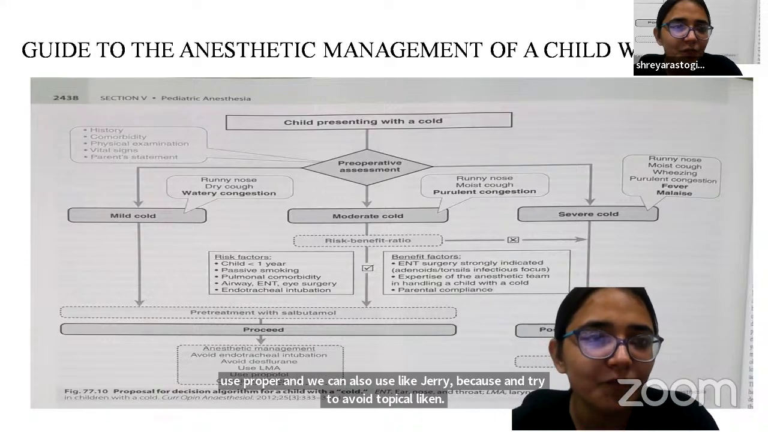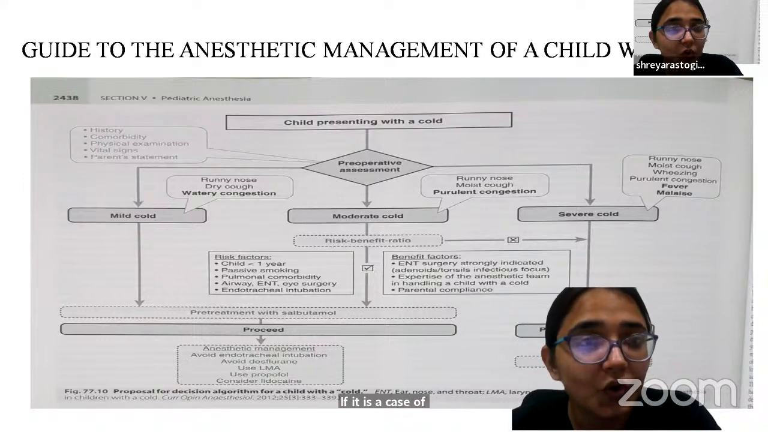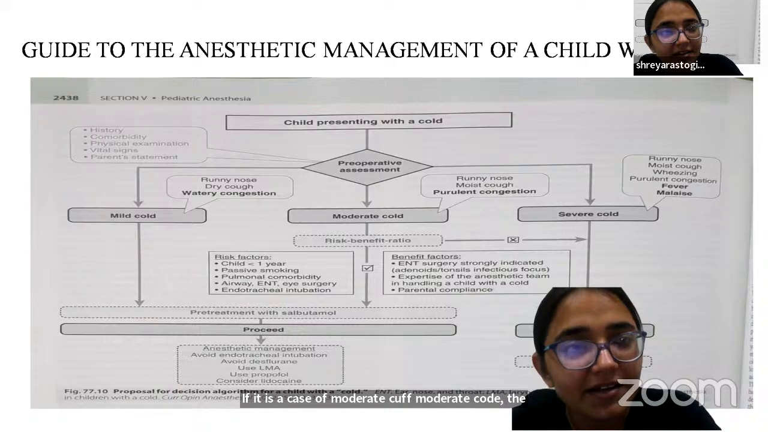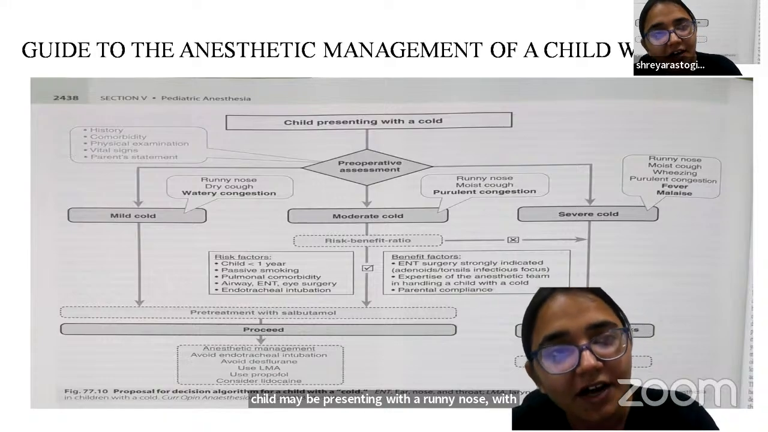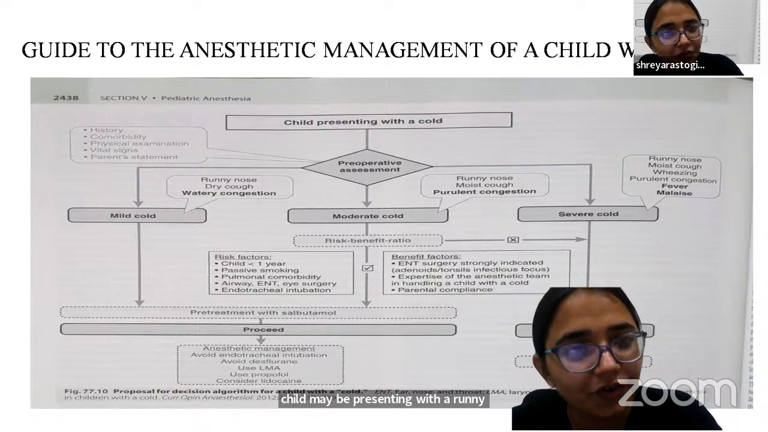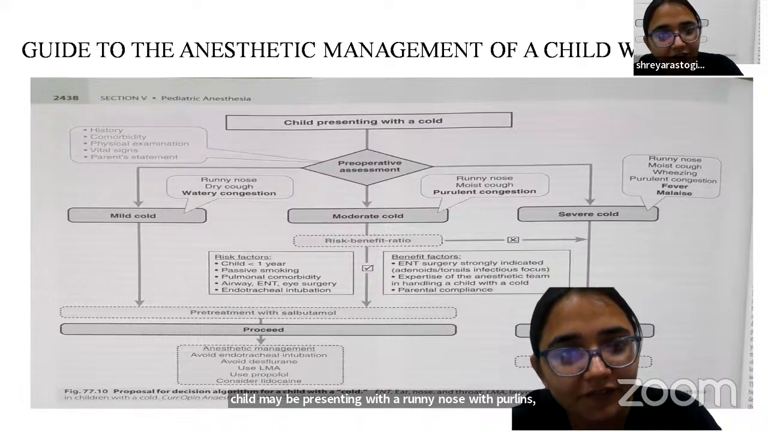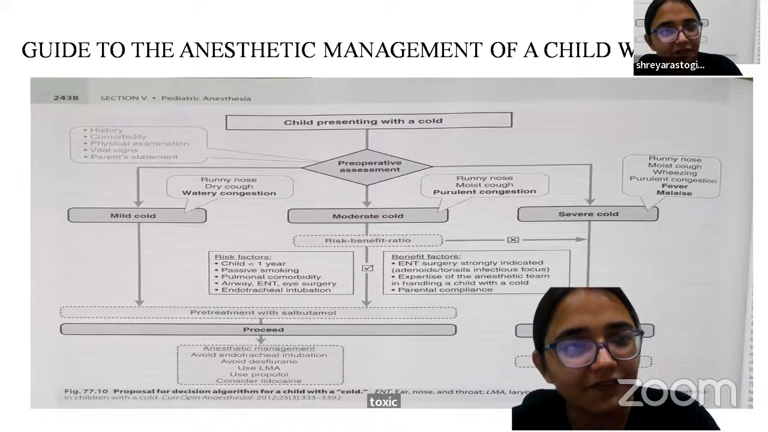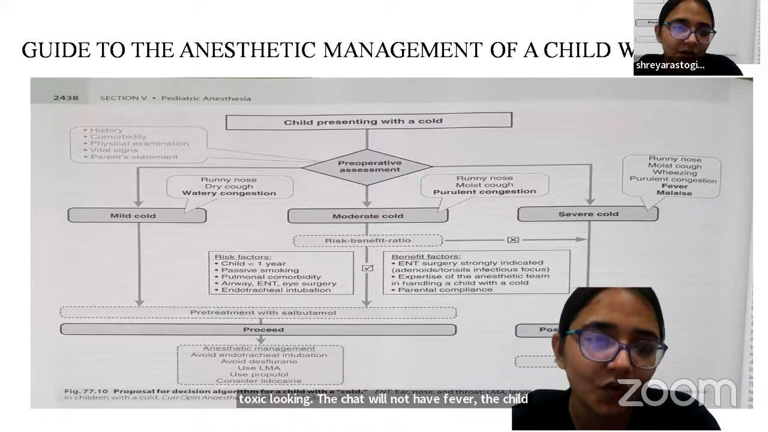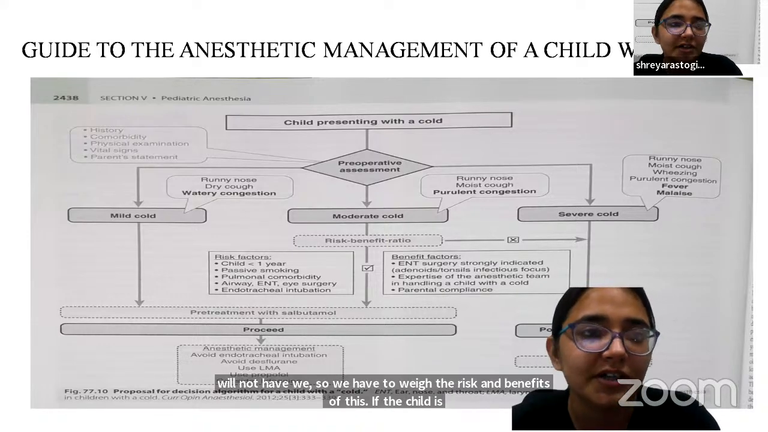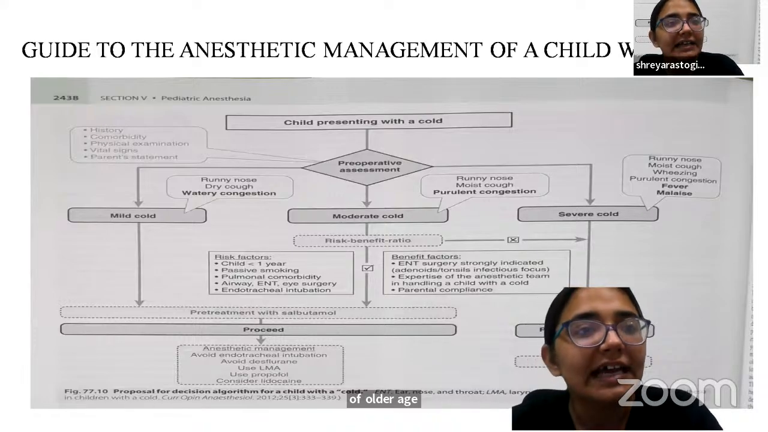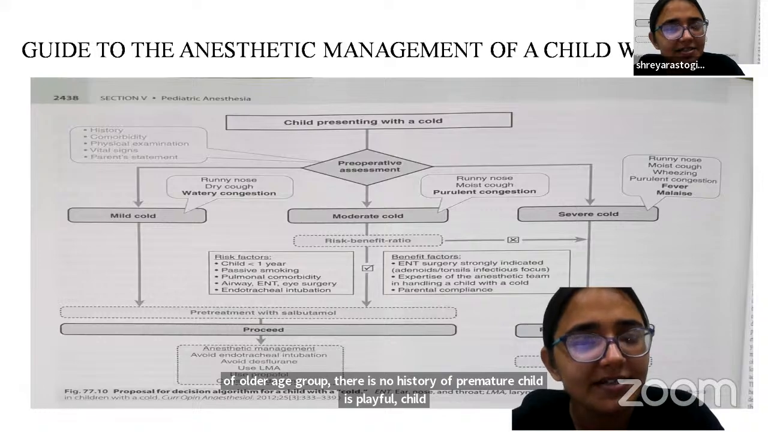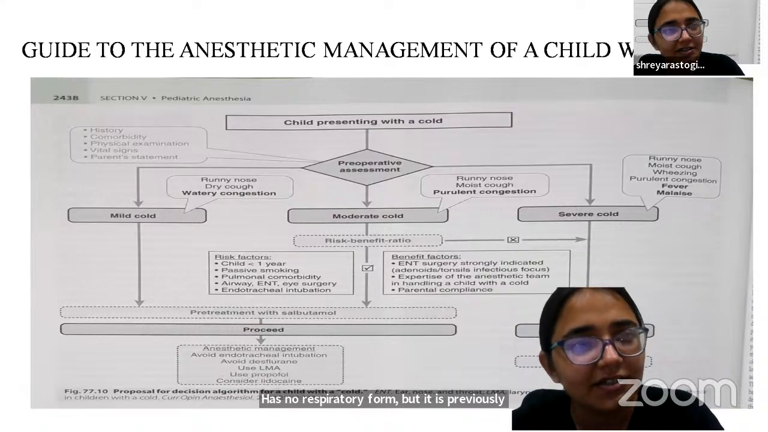If it is a case of moderate cold, the child may present with a runny nose with purulent discharge and a moist cough, but the child will not be very toxic looking, will not have fever, and will not have wheeze. So we have to weigh the risks and benefits of the surgery. If the child is of an older age group, there is no history of prematurity, the child is playful, and has no previous respiratory comorbidities, then we can plan to take the child for surgery.